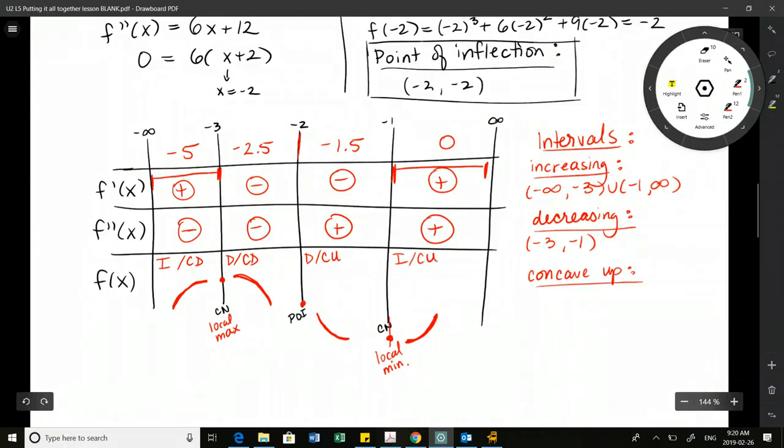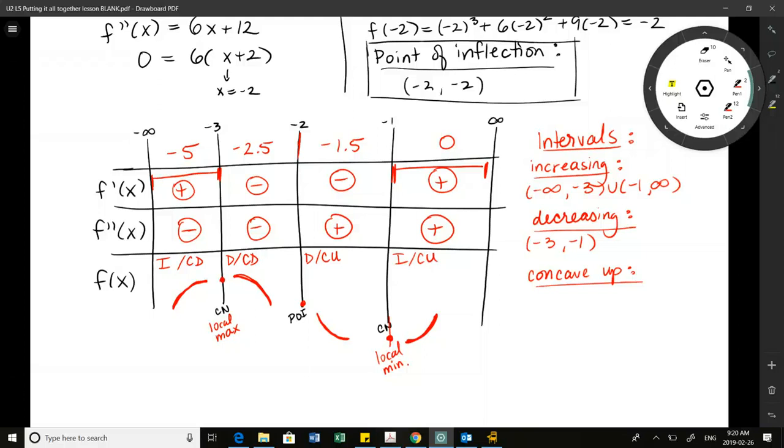Sorry, I'm a little confused on that. So when I'm talking about increasing and decreasing intervals, I'm really just interested in the critical points. I want to exclude critical points from my interval. Because this guy, the negative 2, because we're putting everything together now, we just need to be mindful about what's a critical point and what's a point of inflection. The point of inflection doesn't need to be excluded from intervals of increase and decrease.